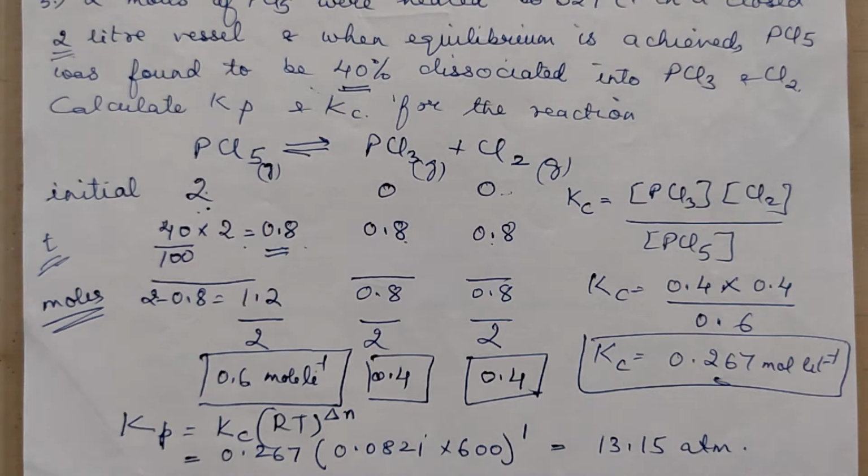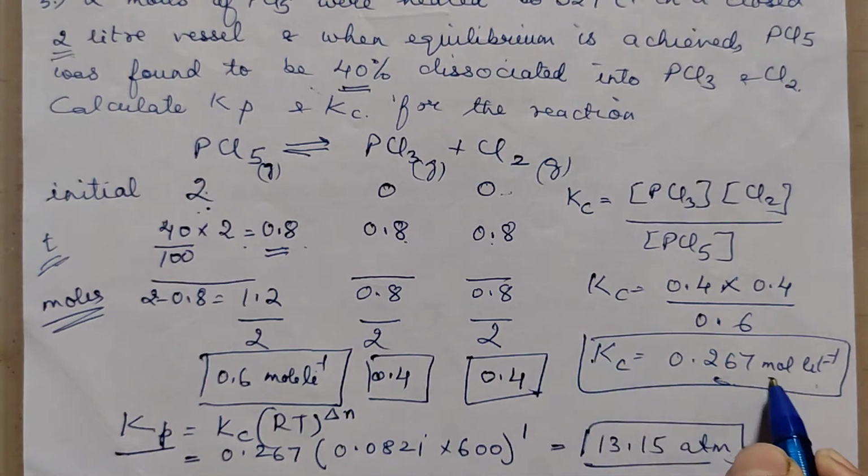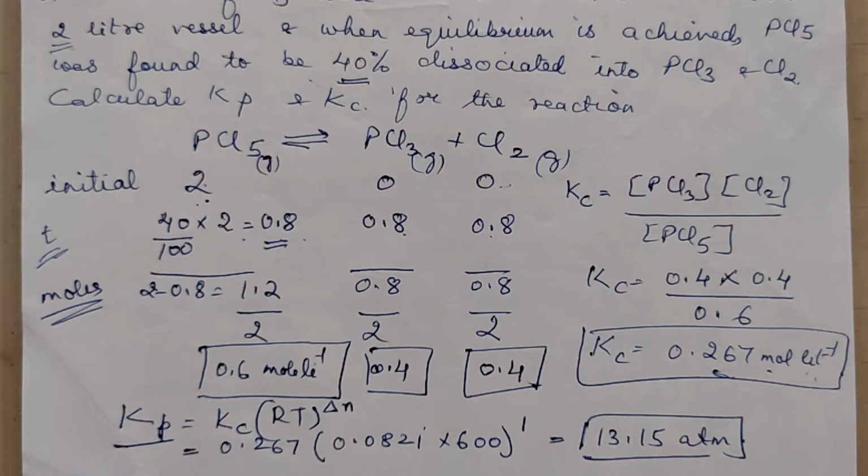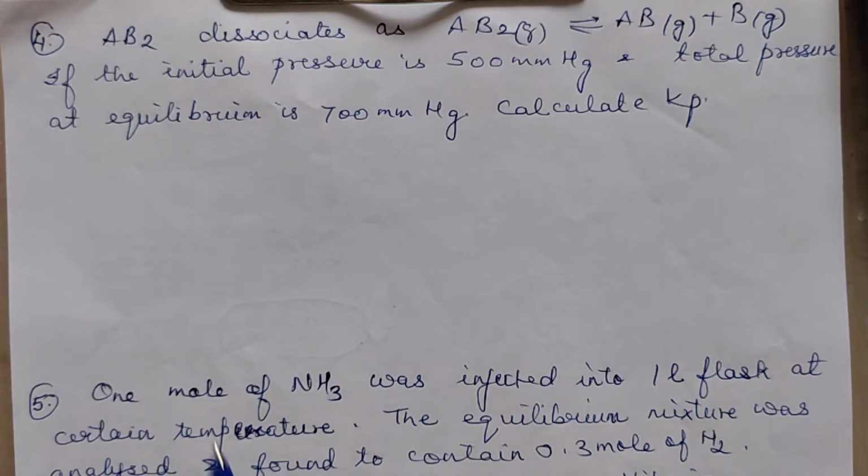This is our Kp. So Kp is this much and Kc was this, and already I told you in my previous videos how you write down the unit. Unit for Kc is mole per liter to the power delta N. Same way here, atmosphere to the power delta N. So delta N was 1 in this case. So please note down the complete solution is in one frame. Note down. Now moving on to the next question.